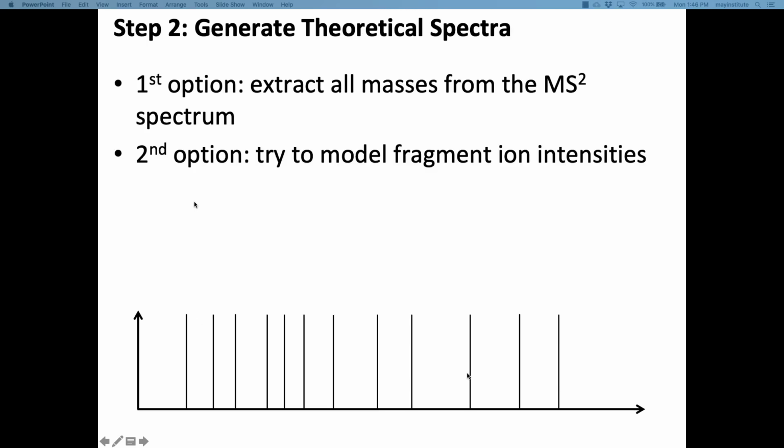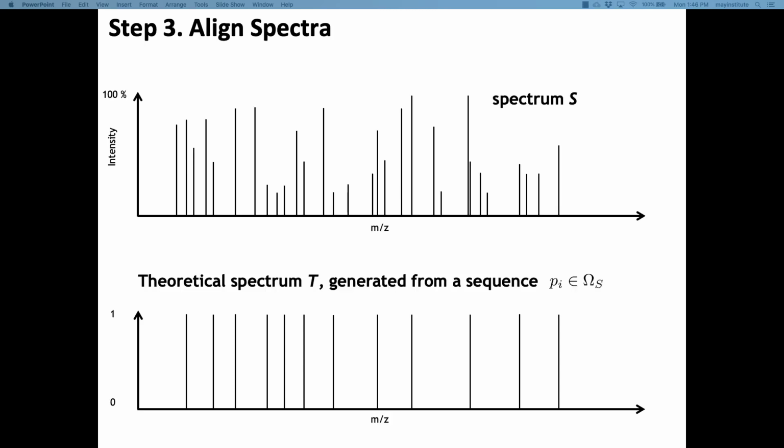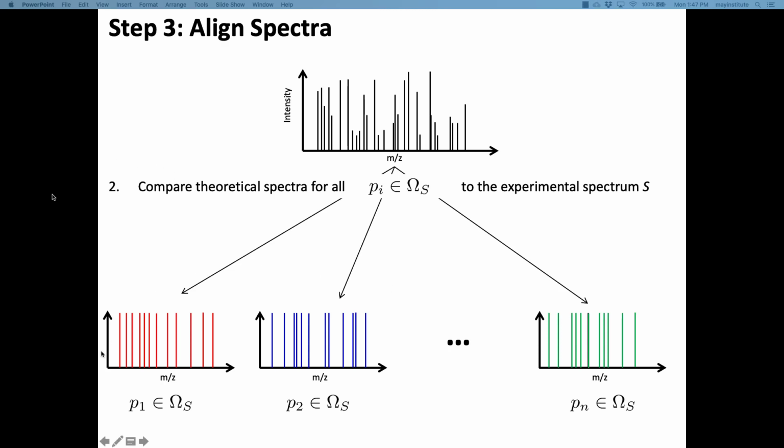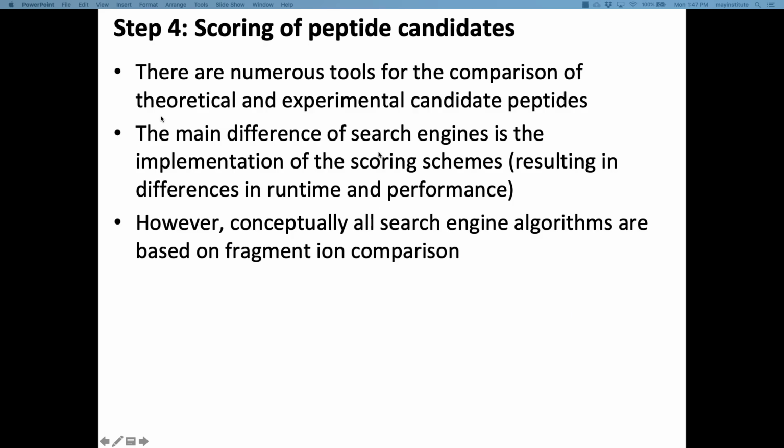Second step is then we try to model a theoretical spectrum. So we generate that just based on the sequence that is in this search space. We can enumerate that by going over the sequence database. There are a couple decent ways to do that quickly. And that gives rise to a bunch of theoretical spectra in this search space, and we just need to compare them to this experimental spectrum. So how is that done?